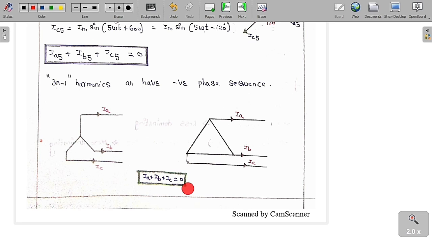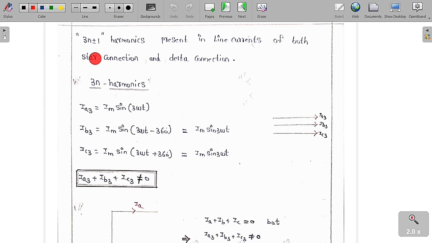So Ia plus Ib plus Ic is always equal to 0 for the star connection and also the delta connection. We can see that 3n plus or minus 1 harmonics are present in the line currents of both the star connection and the delta connection. So always 3n plus or minus 1 harmonics are going to be present in the line currents of both the star connection and the delta connection.